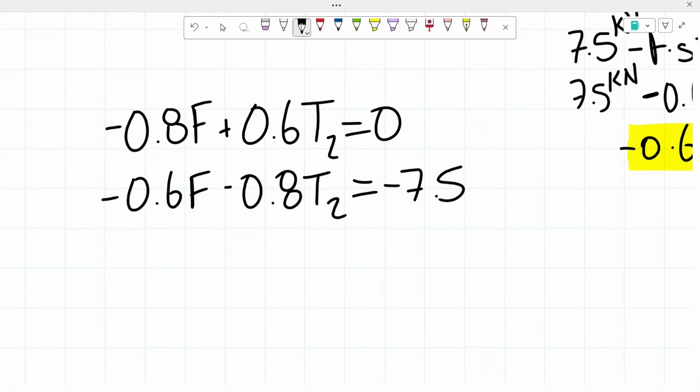and you're just going to press enter, and then simply right there, you're going to input the negative 0.8 into your x component, the positive 0.6 in your y component, and on the other side of the equal sign, you're just going to put 0. Then you're going to go down, and for your next equation, you're going to input the negative 0.6 into your x part. You're going to put the negative 0.8 in your y part, and on the other side of the equal sign, you're just going to put negative 7.5, and then you're just going to press solve.